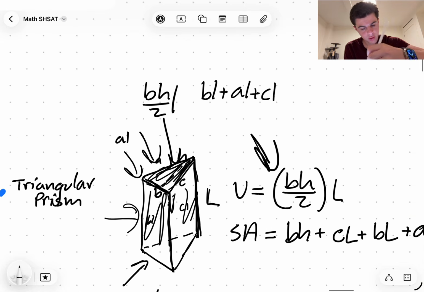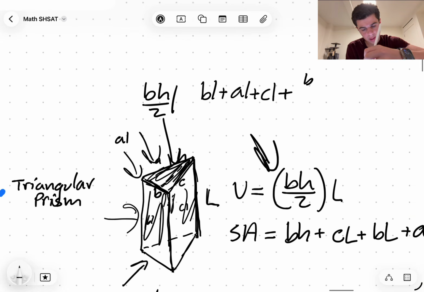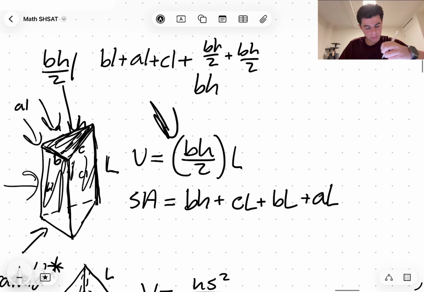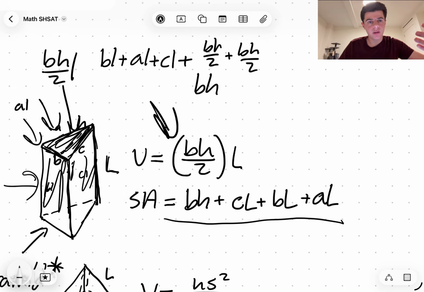Now the top we already know is BH over 2. Same with the bottom, right? So it's going to be plus BH over 2. But if we have BH over 2 plus BH over 2, that's just going to be BH. So our final thing is going to be BH plus CL plus BL plus AL.